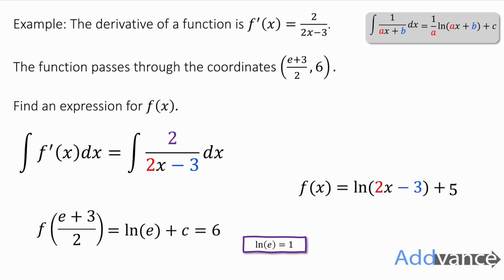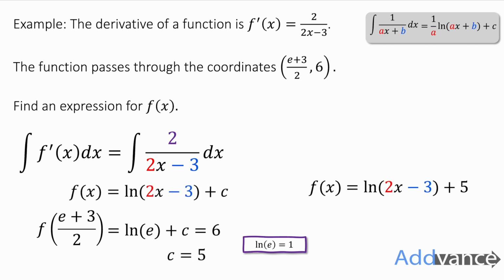So we put that back into the original function. We've got f of x is ln of 2x minus 3 plus 5. We've found what the original function was. We have finished the question. That's it.